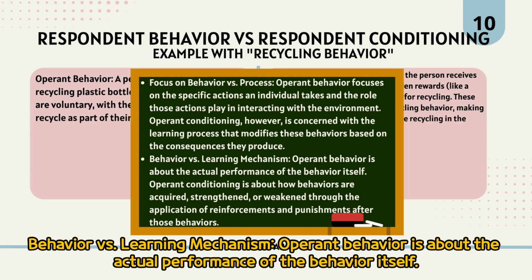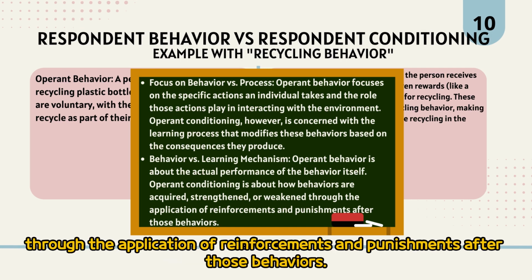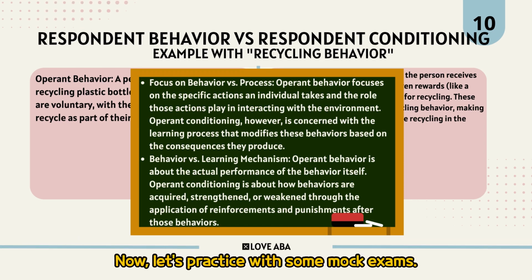Behavior versus learning mechanism. Operant behavior is about the actual performance of the behavior itself. Operant conditioning is about how behaviors are acquired, strengthened, or weakened through the application of reinforcements and punishments after those behaviors. Now, let's practice with some mock exams.